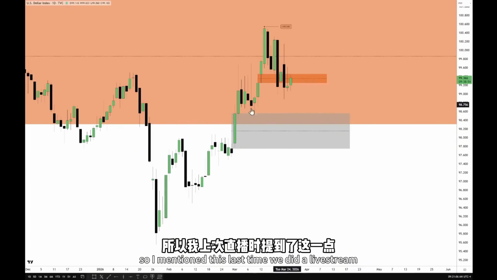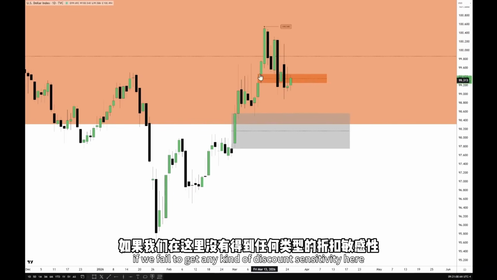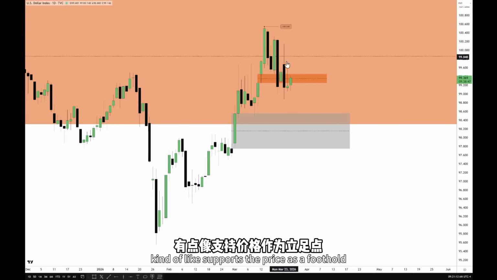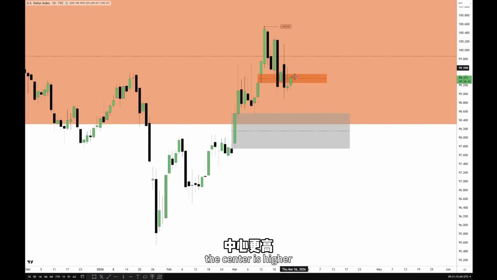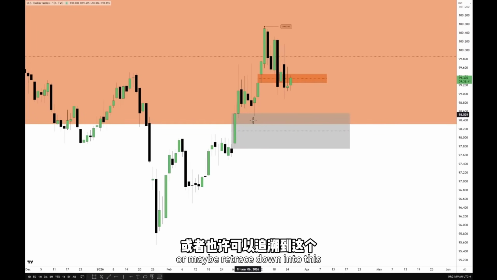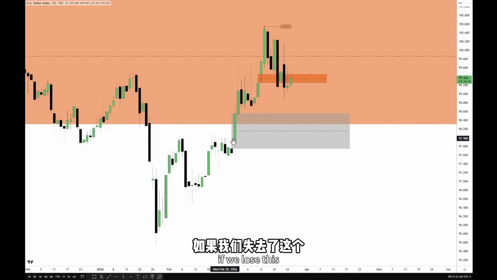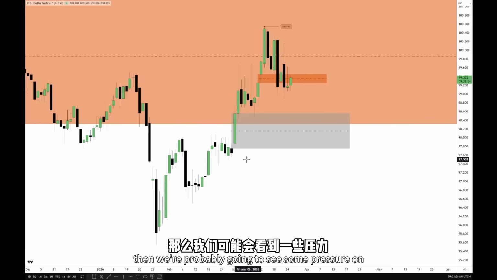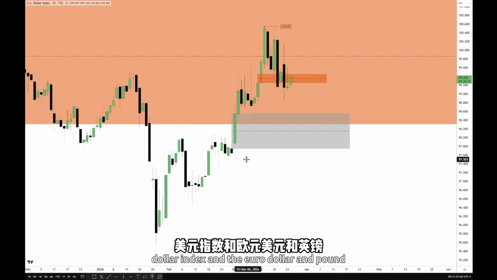So I mentioned this last time we did a live stream. If we fail to get any kind of discount sensitivity here, something that supports the price as a foothold to send us higher, then we're probably going to either go sideways into a mess or maybe retrace down into this. If we lose this imbalance and go lower, then we're probably going to see some pressure on the dollar index, and the euro dollar and pound dollar will be allowed to go higher.